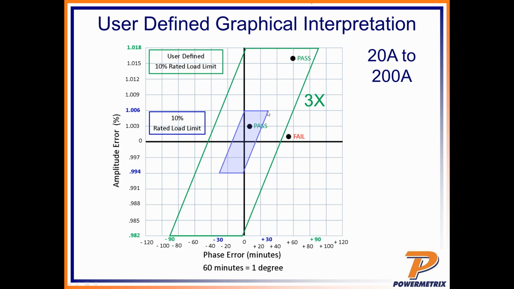So once again, this is our moving to our larger parallelogram, the 0.6%, 0.6 times 3, you're now up to 1.8%, and you're over to basically 1.5 degrees. And that's anywhere between 20 amps and 200 amps. So those parallelograms just grow, and that's where the PowerMaster does the pass-fail based off of it.